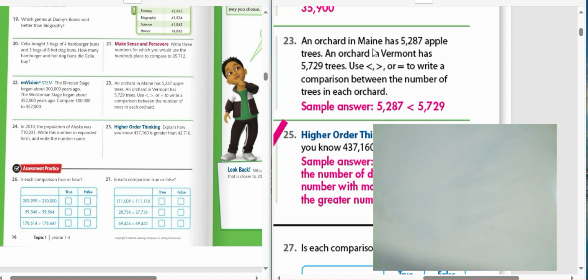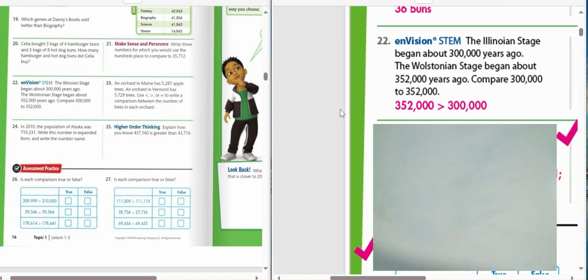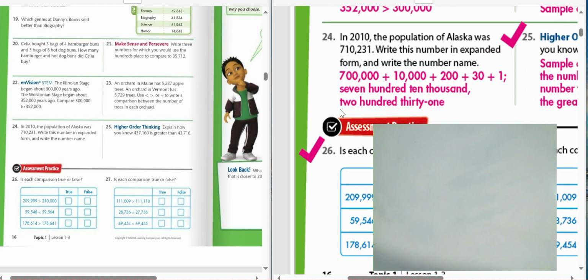An orchard in Maine has 5,287 apple trees. An orchard in Vermont has 5,729 trees. Use more than or less than to compare the two numbers. We can compare: 5,287 is less than 5,729. We have 5 in the thousands place equal, and 2 is less than 7. Okay. Next question, 24.